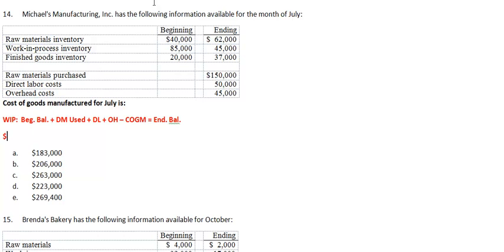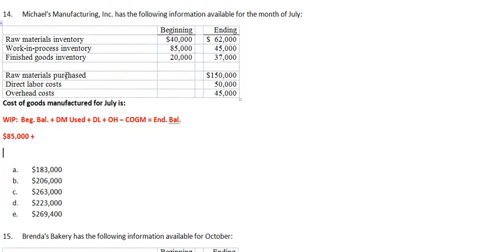We want to fill in everything that we know. So for work in process, our beginning balance was $85,000. What we add to that is direct materials used. Glance back at the problem. It says raw materials purchased, and remember, used and purchased are not the same thing. So we're going to have to go backwards and say, what account did raw materials used come out of? We know that's coming from raw materials. Raw materials account, beginning balance, plus raw materials purchased minus direct materials used is going to equal your ending balance.